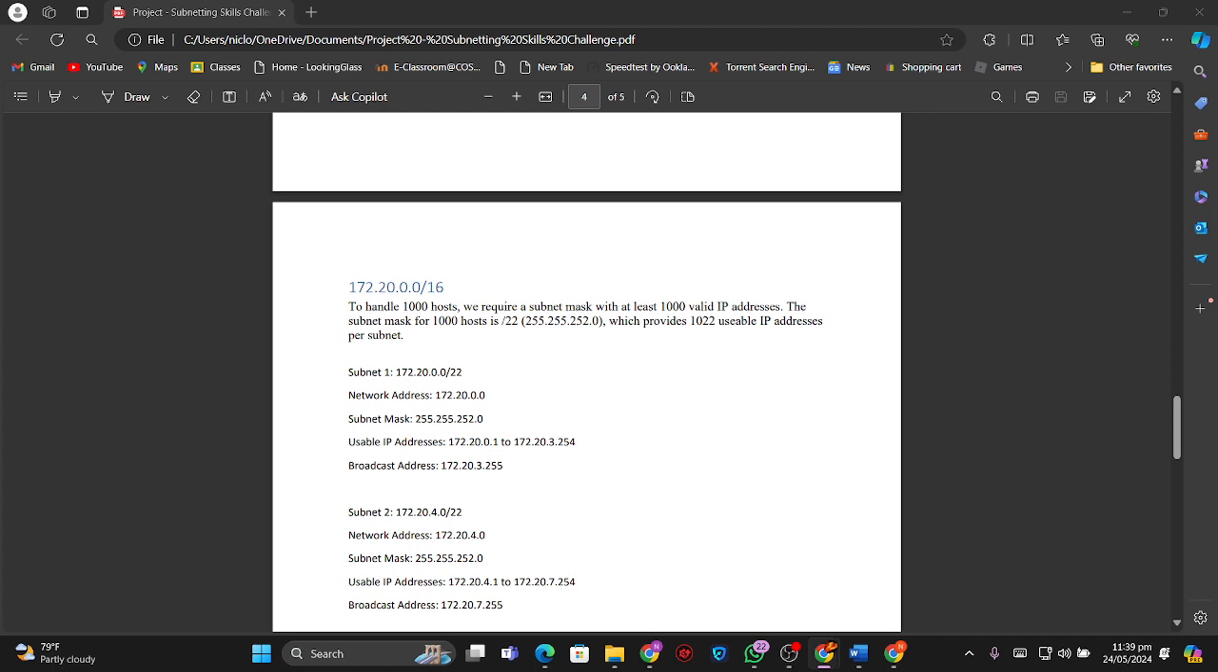Third on the list, we have 172.20.0.0/16. We need four subnets, each supporting 1,000 hosts. So we get these four subnets by using at least 1,024 IP addresses, of which 1,022 must be usable. A /22 subnet mask, which is 255.255.252.0, gives us 1,024 IP addresses.